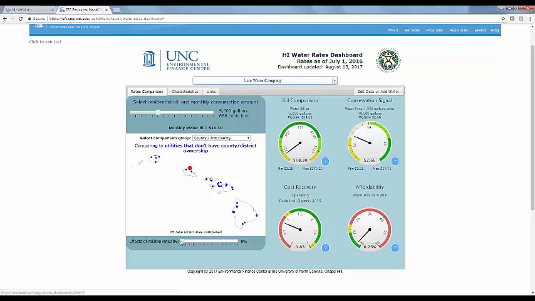So I want to show you this feature at the bottom here, effective raising rates by. This is a way that you can get a general idea of what it would look like if you were to raise your rates.